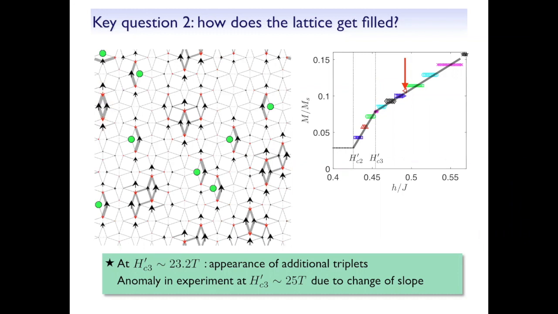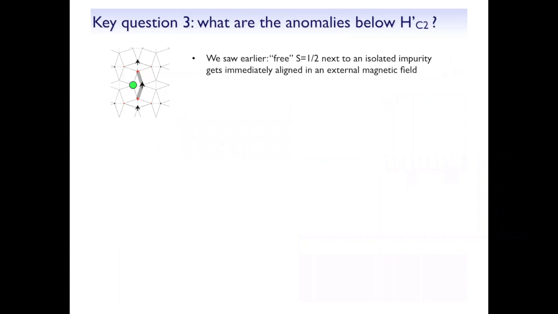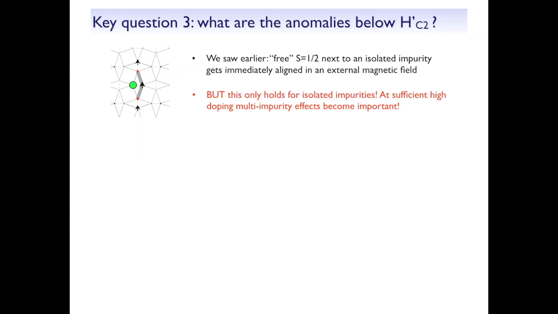But now again, there are also additional anomalies at even lower fields. So the question is now, what do these correspond to? Earlier we saw that if we take an isolated impurity, this extra spin gets immediately aligned with an arbitrarily small field. However, this is only true for an isolated impurity. If we take several impurities, then the interactions between impurities become important, right?